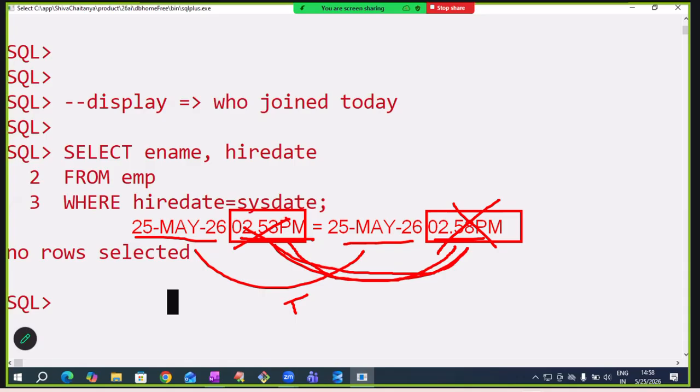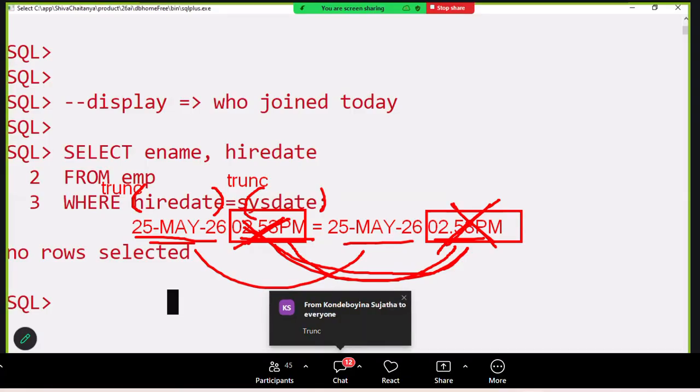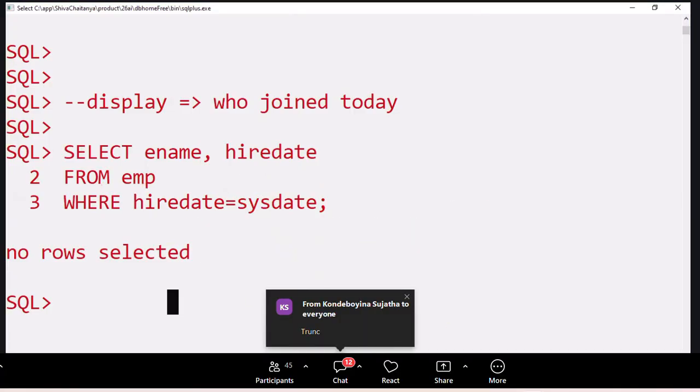How to remove time from date and time? Trunc. Trunc. In the beginning of the session, I told this point. So write trunc of hire date. It removes time and returns only date. Trunc of hire date equals to trunc of sysdate. It removes time from sysdate also, and compares only date values. The condition will become true.